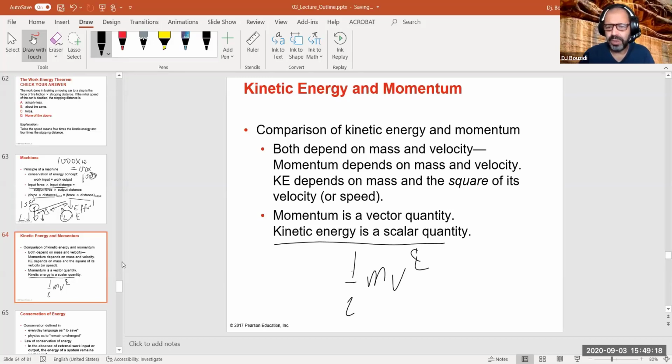Mass is positive, 1/2 is positive, and velocity squared is always positive. Whereas the momentum is m times v, and v is a vector, so the momentum actually is a vector. It has direction. That's the big difference between them. Kinetic energy does not. Both of them depend on the velocity, though. Both of them are related to v somehow. One of them is the square of the velocity, namely the speed, and the other is related to the velocity vector itself, which is speed and direction.